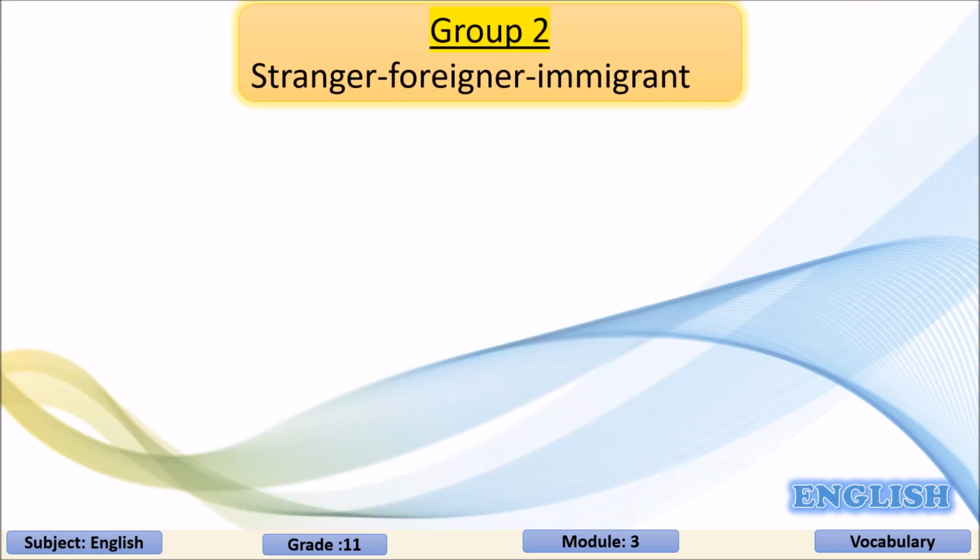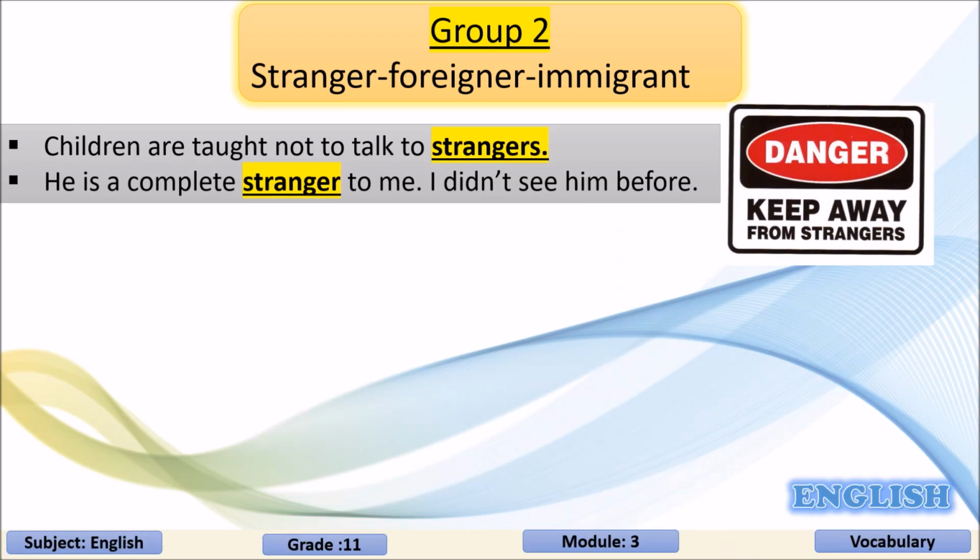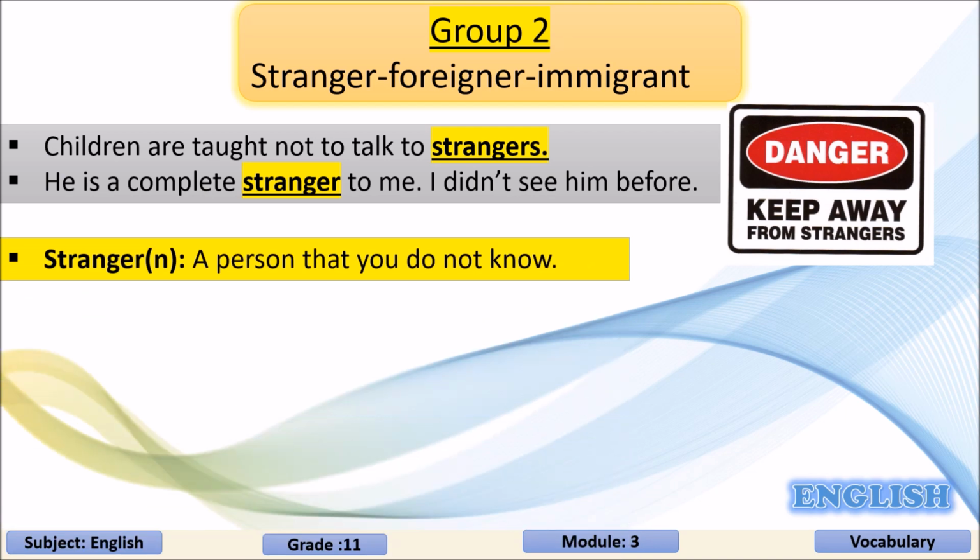All right, now let's move on to the second group. We are going to find the difference between stranger, foreigner, and immigrant. Let's study the first example. Children are taught not to talk to strangers. When your parents try to teach you, never talk to strangers. What's the meaning of the word stranger? Or we can say he is a complete stranger to me. I didn't see him before. All right. So a stranger is a noun, of course, which refers to a person. It's about a person that you do not know.